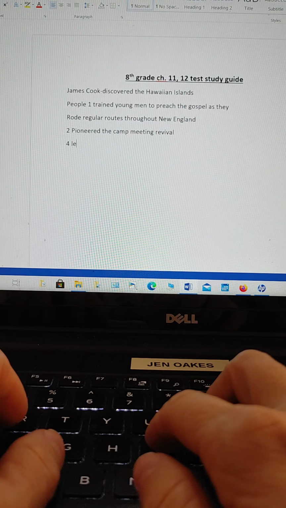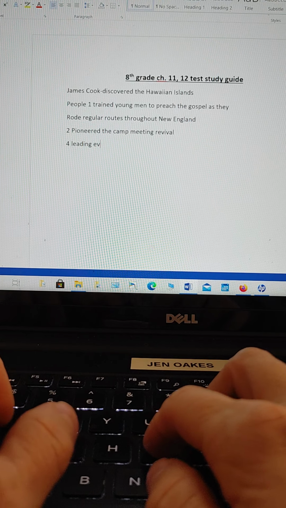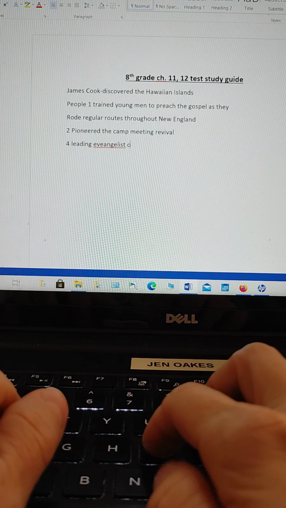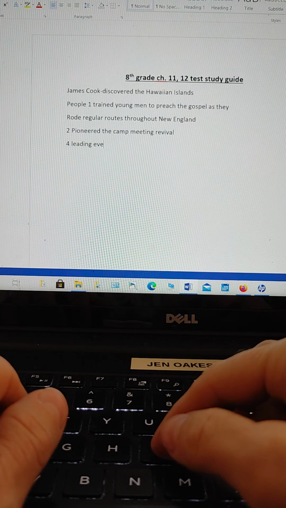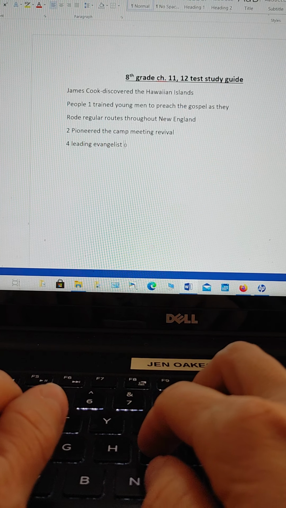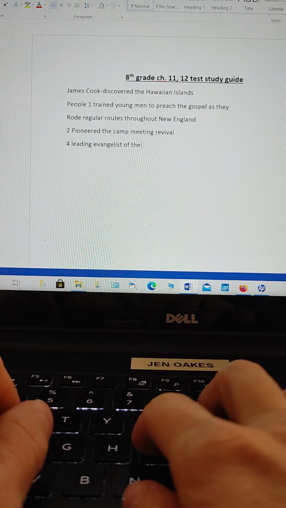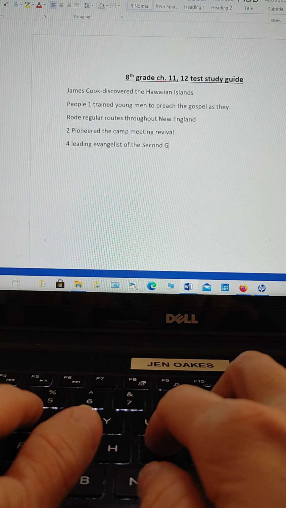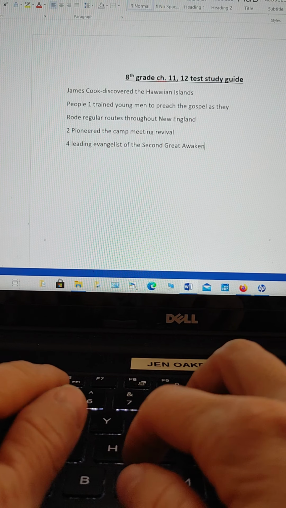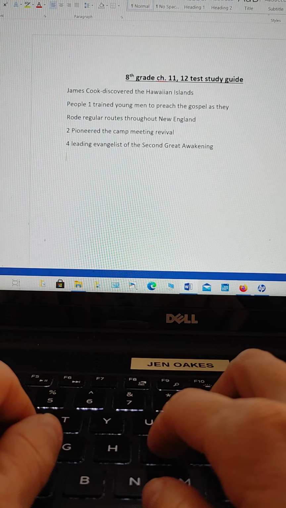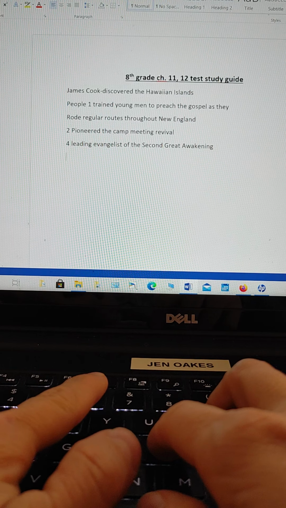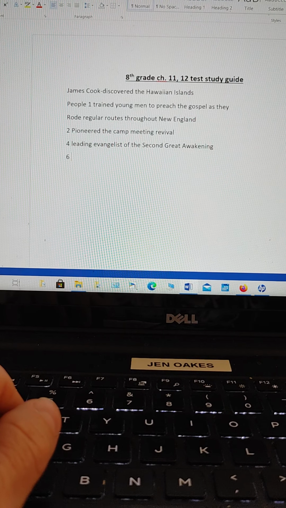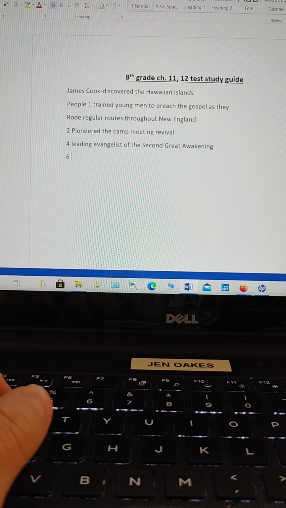Leading evangelist of the Second Great Awakening. People 6. Elizabeth Cady Stanton and Lucretia Mott.